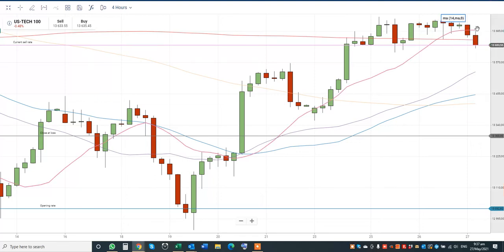So that is a bit of positive news. It's touching the 14-hour moving average here, which does signal the risk that the price could plunge, especially if the jobs report is a disappointment. So currently there's a risk.